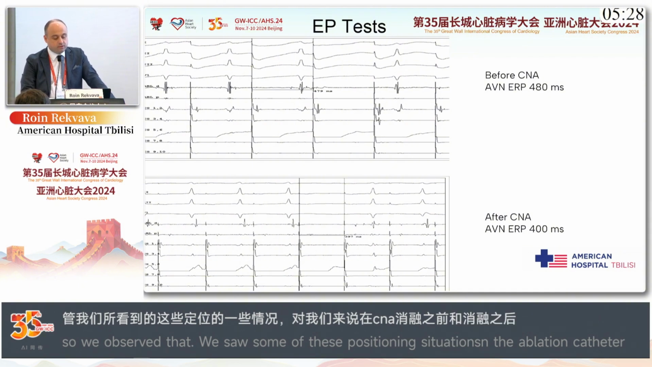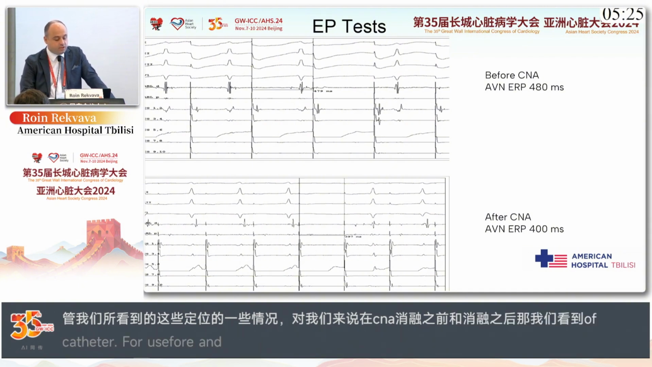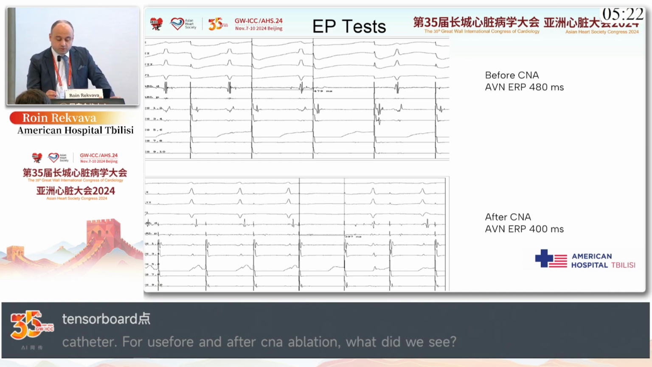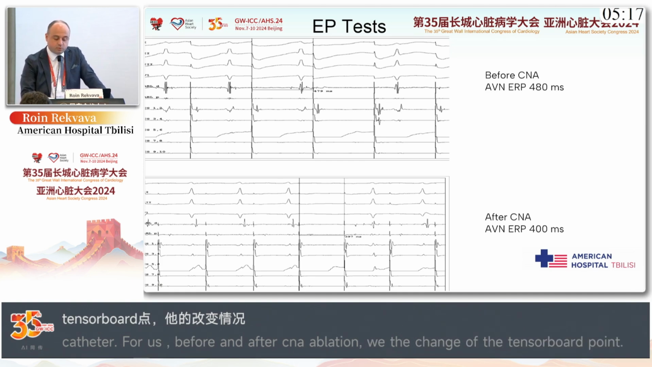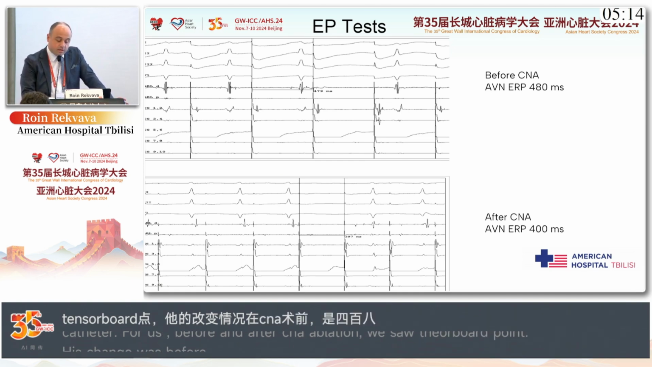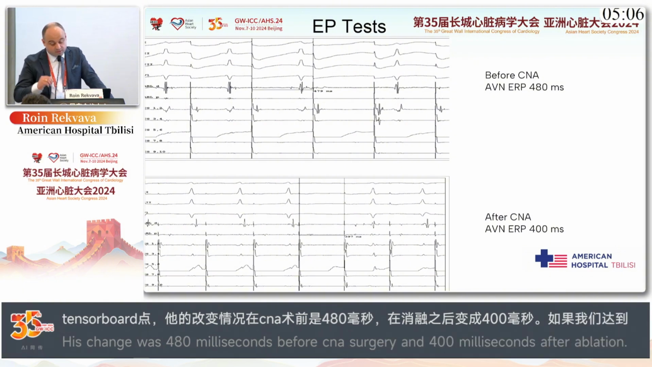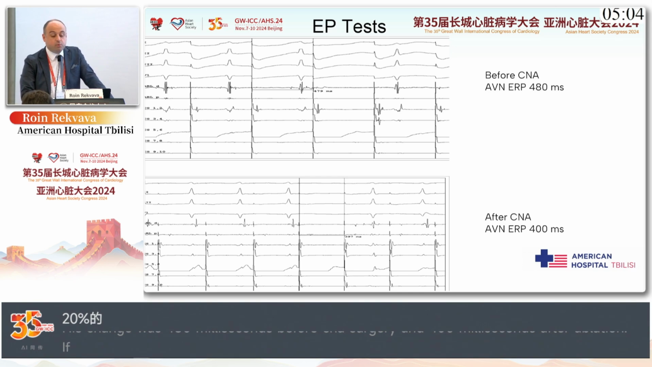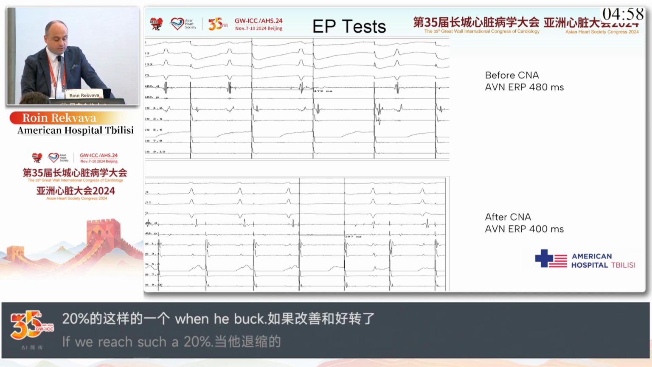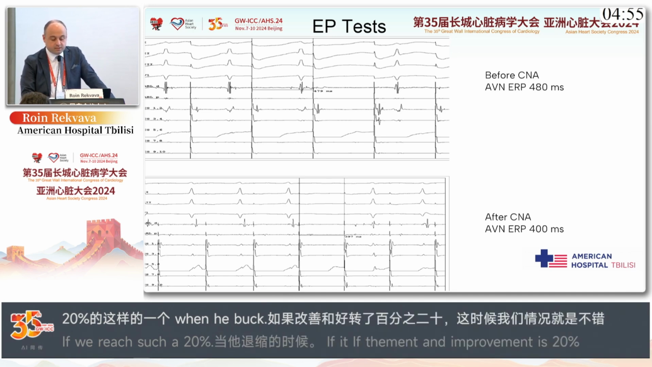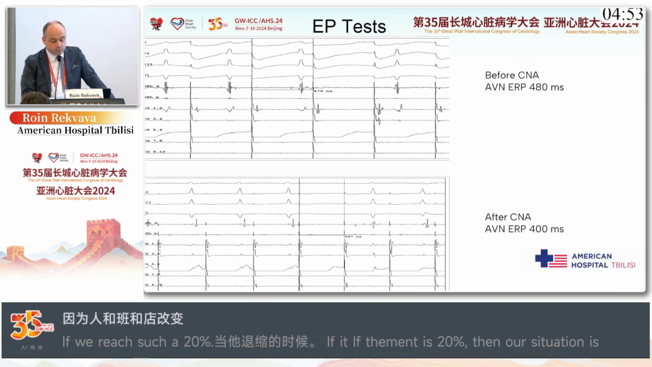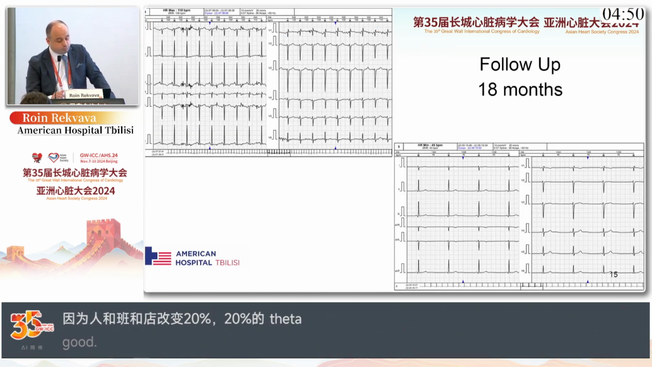Wenckebach point, which changes from 480 before to 400 after ablation. If we reach 20% improvement, lowering of the Wenckebach point, then we understand that we are in a good spot, because for us a 20% change of the Wenckebach point is a good prognostic sign.